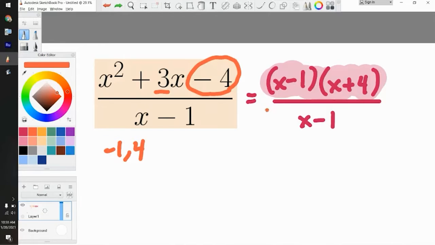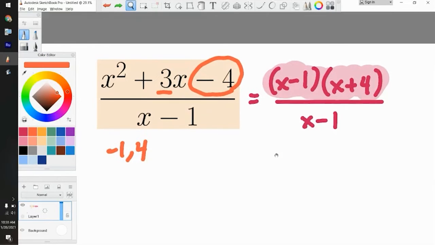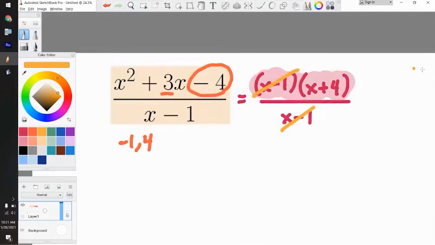All right. What can we simplify with this? What cancels out here? The x minus 1. Thank you. X minus 1 cancels, and you're left with your answer to be x plus 4. Okay?